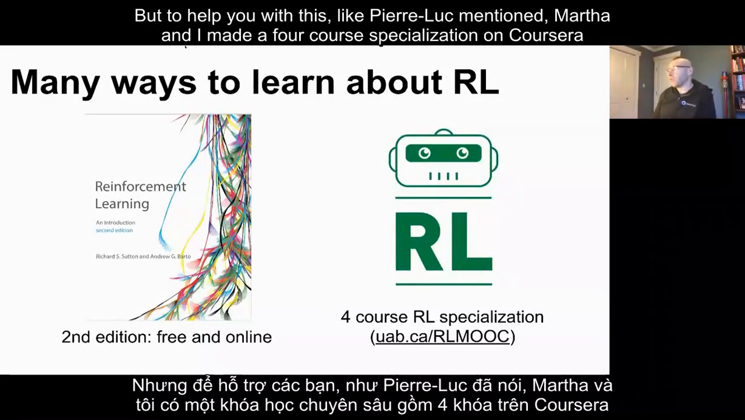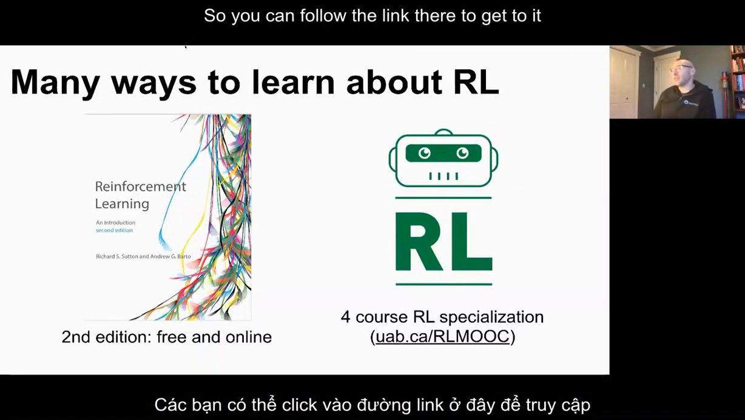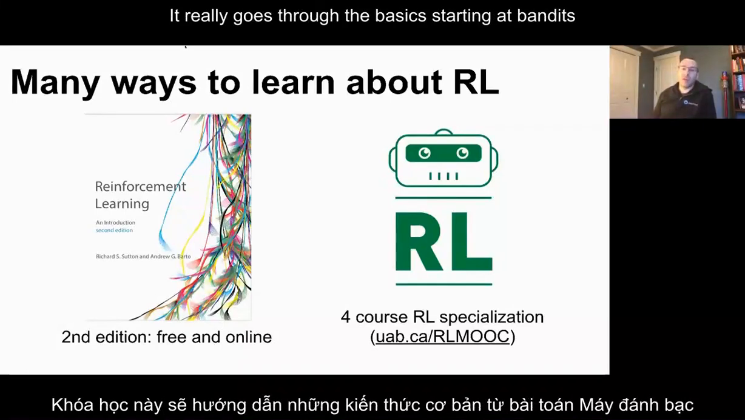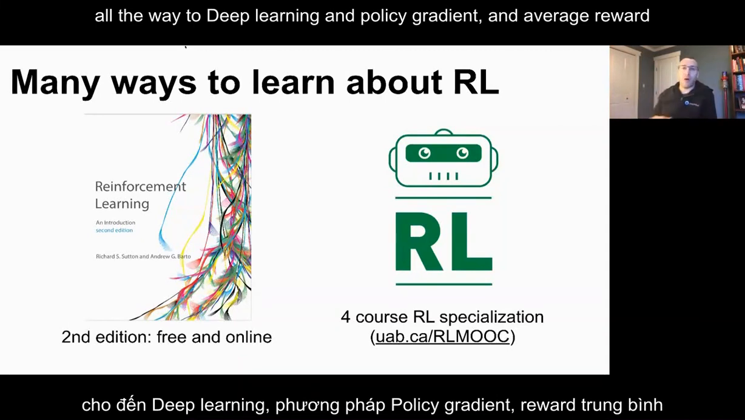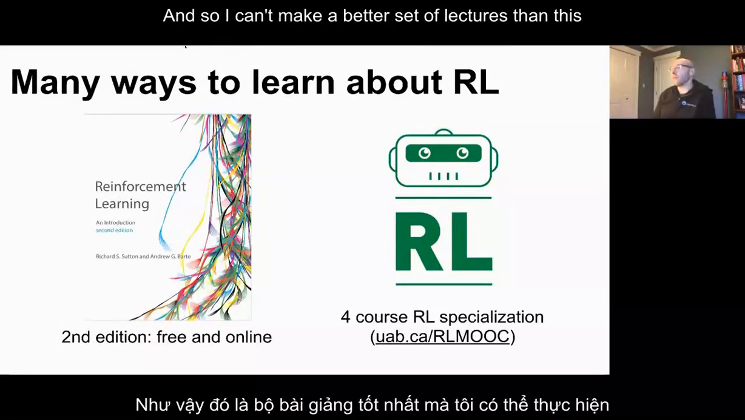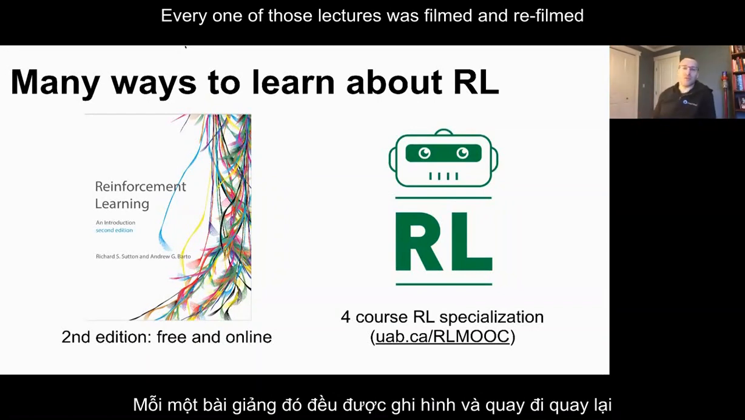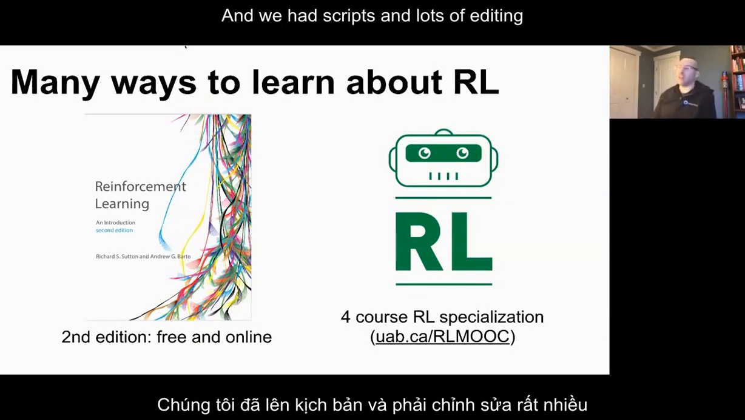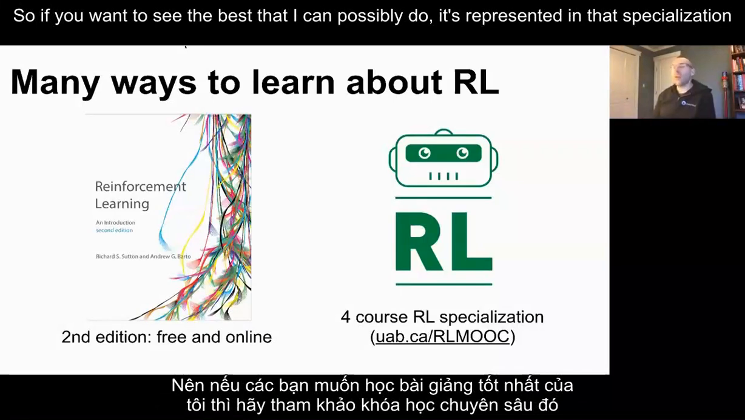But to help you with this, like Pierre-Luc mentioned, Martha and I made a 4-course specialization on Coursera, so you can follow the link there to get to it. It really goes through the basics, starting at bandits, all the way to deep learning and policy gradient and average reward, and even finishes with a capstone project where you implement a deep learning system. And so I can't make a better set of lectures than this. Every one of those lectures was filmed and refilmed, and we had scripts and lots of editing. So if you want to see the best that I can possibly do, it's represented in that specialization.